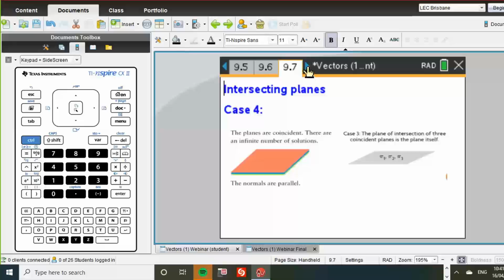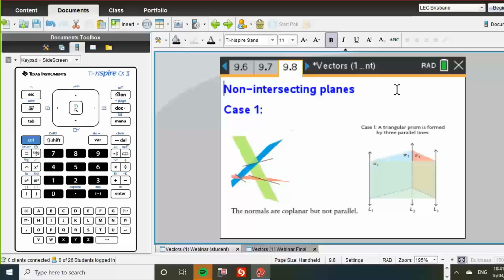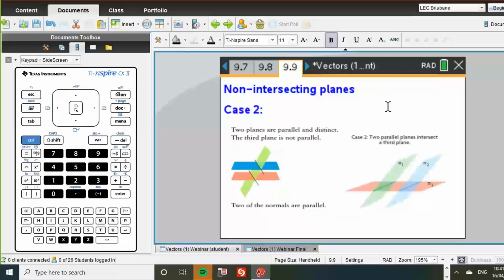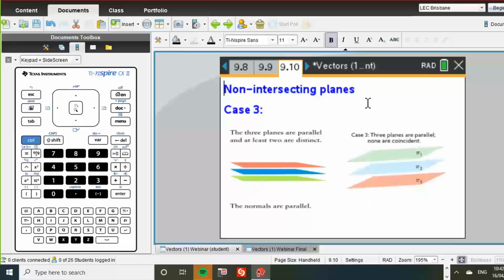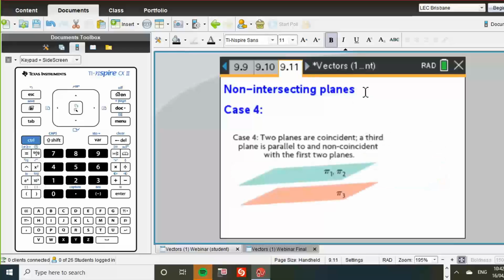And then we've got these situations for the non-intersecting planes. The first case is that the normals are coplanar but not parallel. So what you do there is you form a triangular prism formed by those three lines. Second situation, the 2 planes are parallel and distinct, and the third plane is not parallel. 2 of the normals are parallel, and the 3 planes are parallel, and at least 2 are distinct. And 2 planes are coincident, and a third plane is parallel and non-coincident with the first 2 planes.